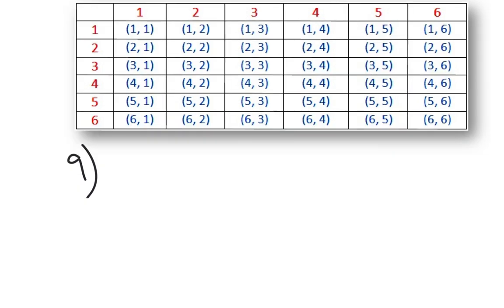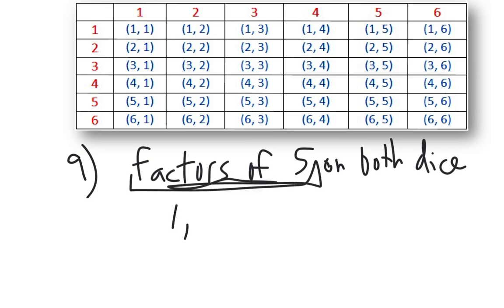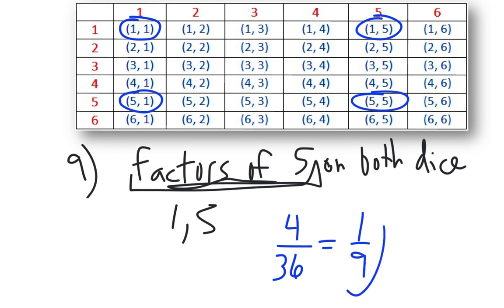Number 9, they want us to find the probability of rolling factors of 5 on both dice. So factors of 5 would be 1 and 5. So we want either a 1 or a 5 on both dice. So that'd be like a 1 and 1, 5 and 1, 1 and 5, 5 and 5. So that'd be 4 out of 36, which is 1/9 chance.